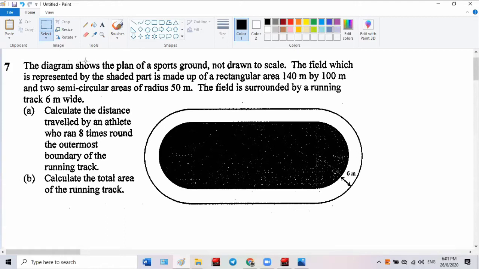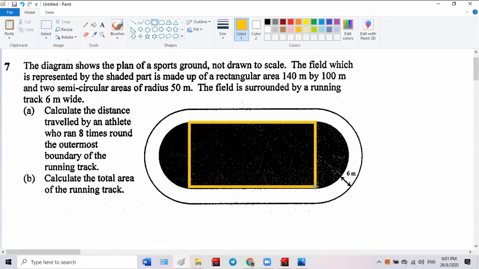The diagram shows the plan of a sport ground. Not drawn to scale. The field is represented by a shaded part. Maybe I draw this one for you. Here is the shaded part, the field I shade for you.